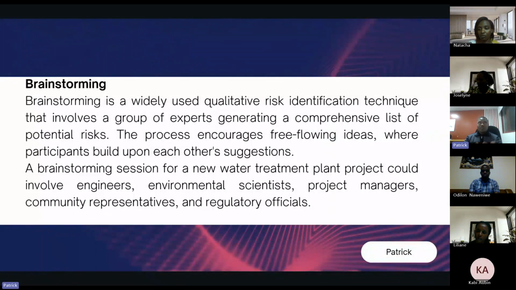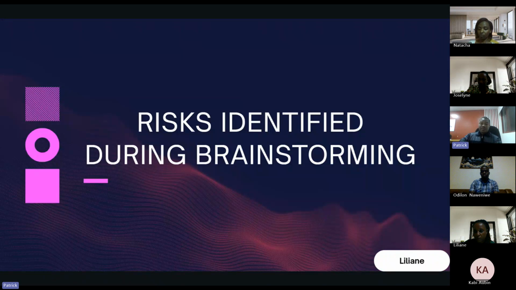The brainstorming team is composed of project stakeholders, team members, and technical experts with different perspectives. After you are done with listing the potential risks that could affect the project, the next thing to do is to choose which risks to move to the next stage of the project, which is assessment or analysis. So I will call my fellow Lillian to continue with risk identification.